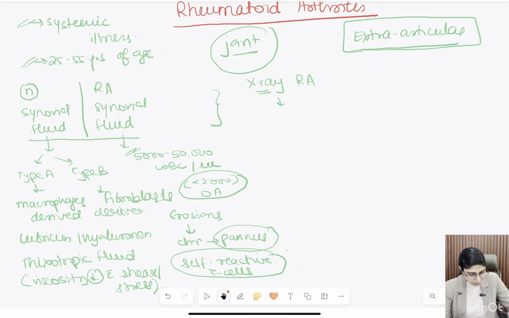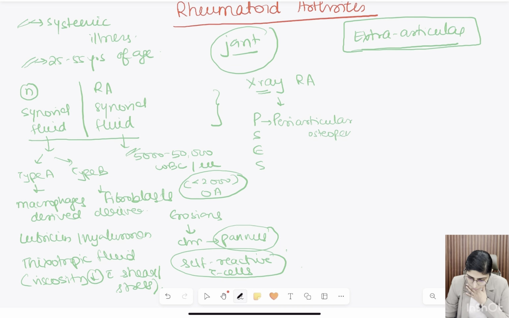To remember these features, I have a mnemonic for you that I also used during my entrance exam preparation. The mnemonic goes like PSES. Right. So P stands for periarticular osteopenia. S stands for joint space loss. E stands for erosion, subchondral erosion. This is asked in radiology.